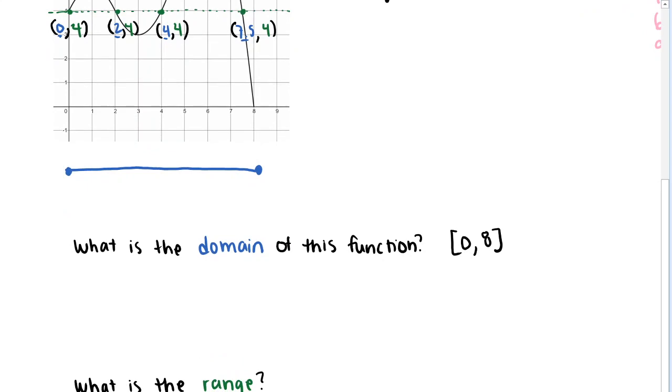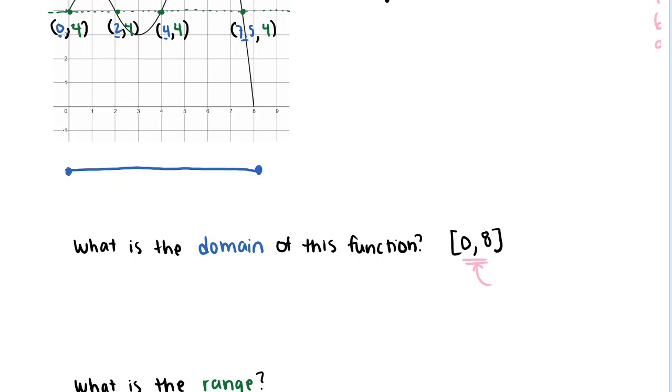Right, and what this is saying here is our input represents the number of hours after 2 o'clock. We're saying that we know the temperature from 0 to 8 hours after 2 o'clock. We have temperature readings for our city between 0 and 8 hours after 2 o'clock.